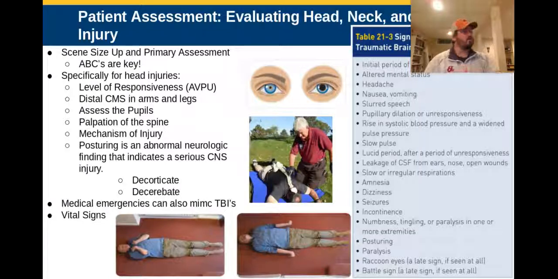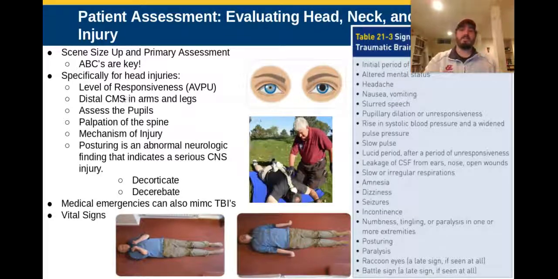We didn't talk too much about the Glasgow Coma Scale, but that's a more in-depth one for level of responsiveness. Ask those questions: do you remember person, place, time, and event? Do you know who the president is? Do you know where you are? Tell me what happened. Monitor if they start to have that amnesia and forgetting. Really important stuff here.